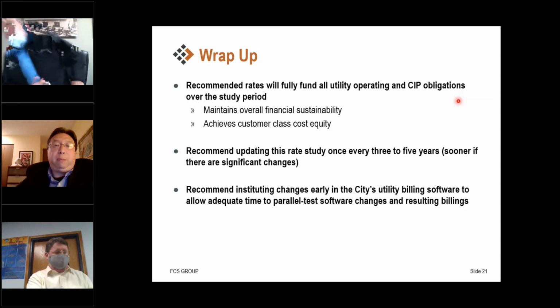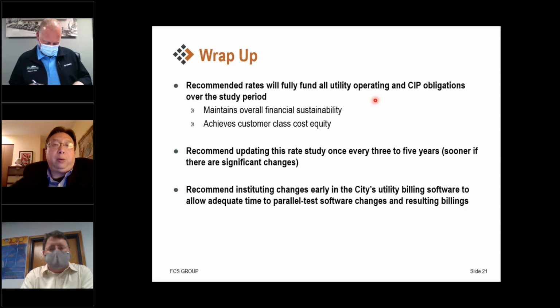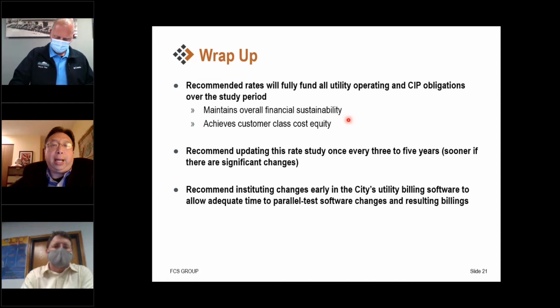So in terms of a wrap up, what we're recommending is a set of water rates that would fully fund your water needs. It would maintain financial sustainability for your water utility, as well as achieve customer class cost equity. As with the sewer utility, we would recommend that we update this rate study once every 3 to 5 years to just ensure that everyone's paying their fair share, or as things change within the city.